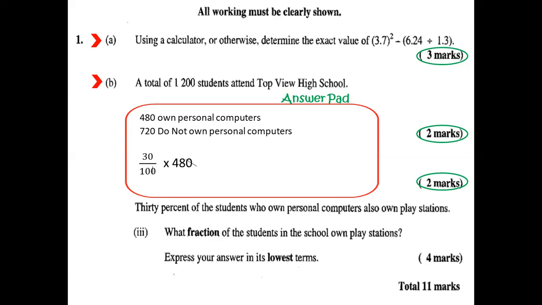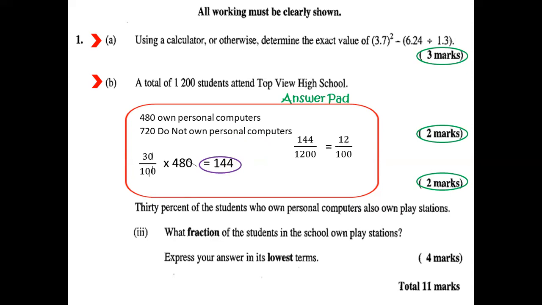So we can divide those numbers, the 100 and the 480, by 10, and then we can divide 30 by 10, and 3 times 480 would give us 144 students. All right. They want us to express that answer, the 144, as a fraction of the school, right?